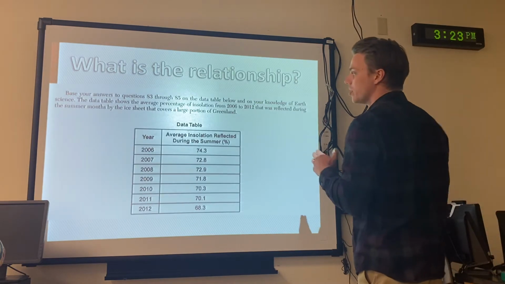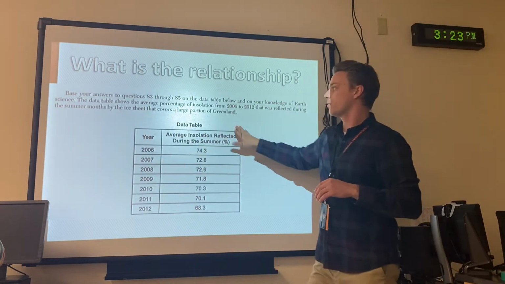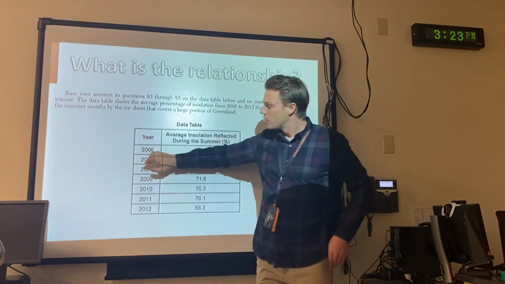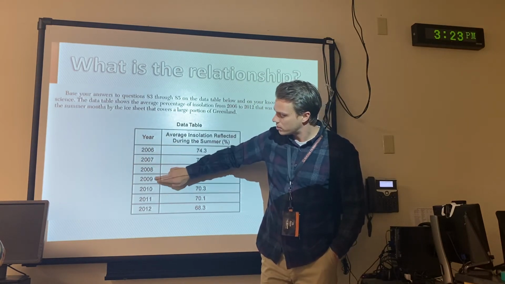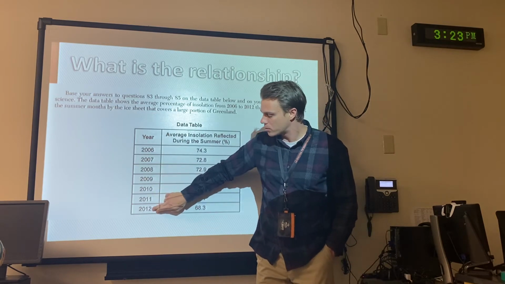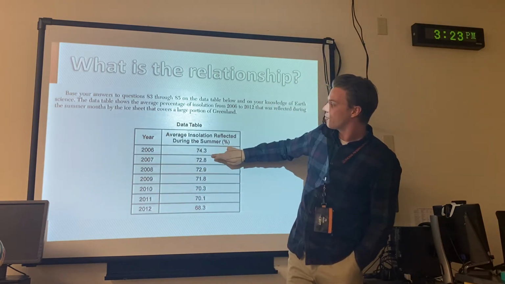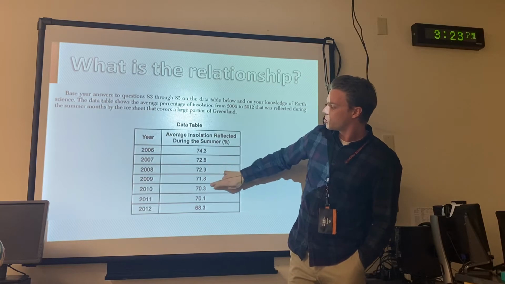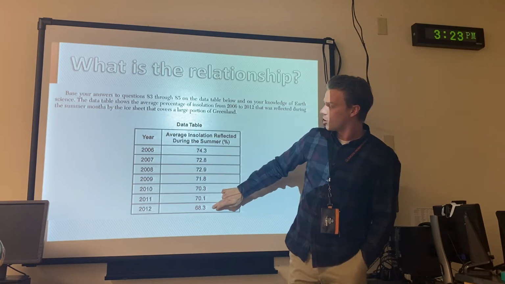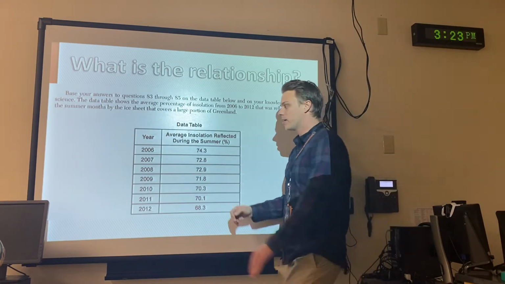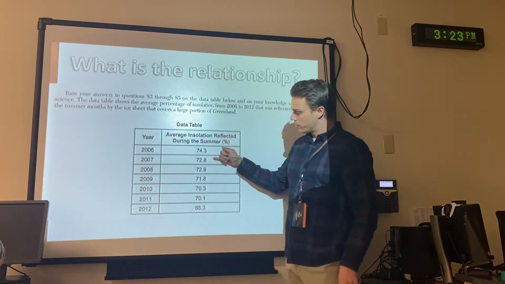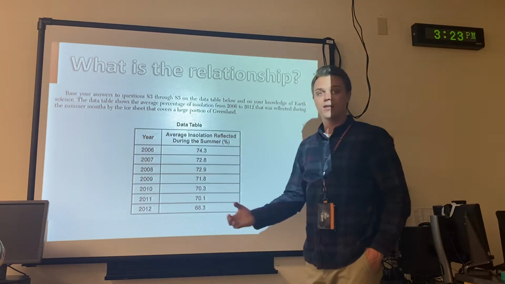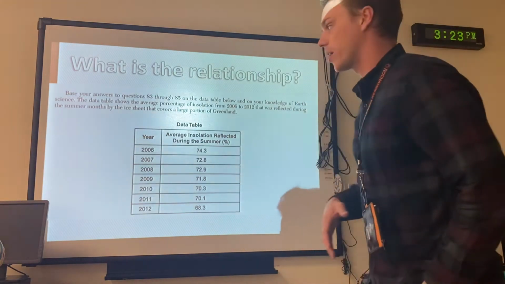Next, average insolation reflected during the summer versus time in years. As the years increase from 2006 to 2007, 2008, all the way to 2012, what happens to the average insolation reflected during the summer? Does this number go up or does it go down? The years increase, while this number decreases. So again, this is an example of an indirect relationship.